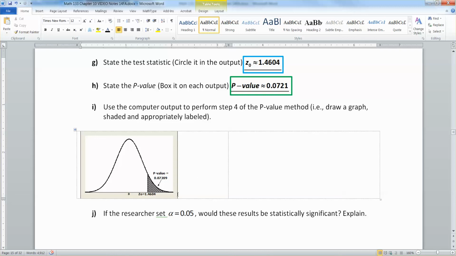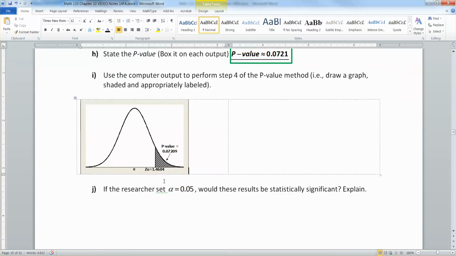So you label your p-value, you label your area, nothing should be left out of this. This entire picture is required, right? So you got your p-value, got your 0 in the center, etc.